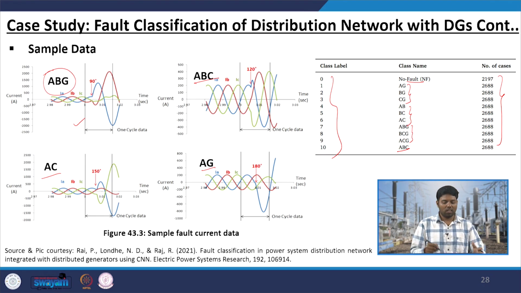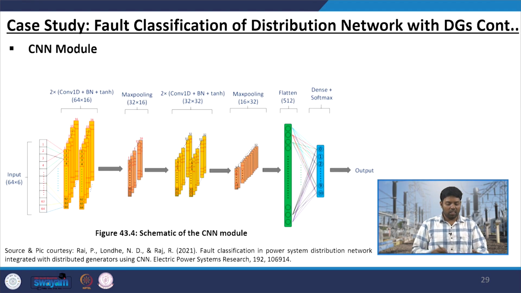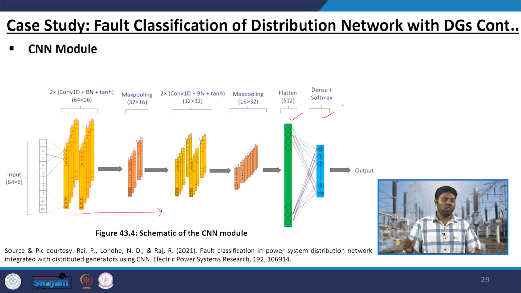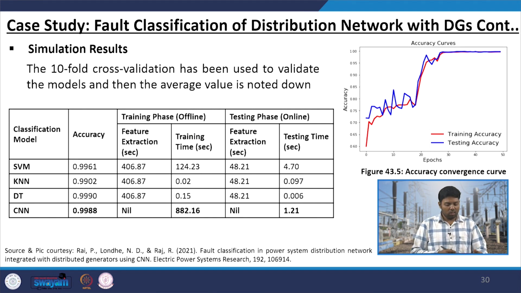So, you will get the current signatures and then fit them to a CNN model, having convolution layers, max pooling layers and different layers depending upon the depth you are deciding, and at last you flatten them and classify them with the help of the softmax function. So, this is the output with the tenfold cross validation.